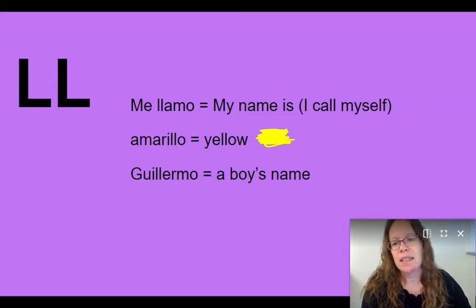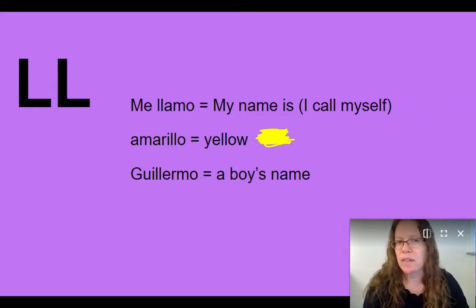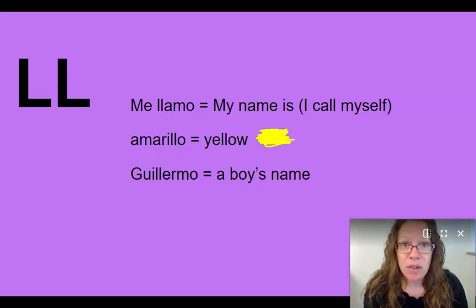LL is a letter that in different countries is pronounced slightly differently. But for now, for a generic Latin American Spanish, we can say that LL sounds kind of like an English Y sound. So these words are me llamo, amarillo, Guillermo.